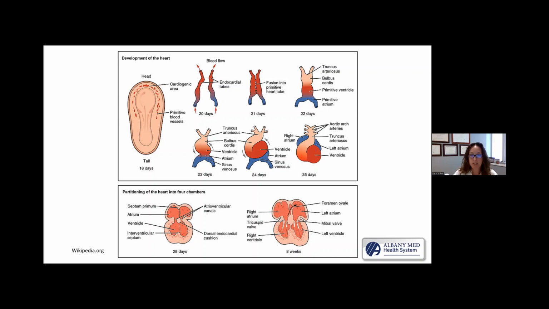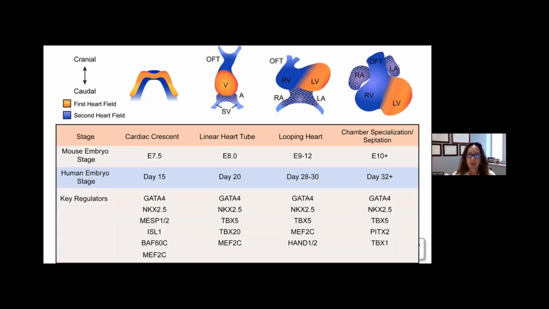So you can imagine this is a very complex process and there are lots of opportunities for things to go wrong. This is just a very brief review of some of the key regulators that help the growth and differentiation of the cardiomyocytes into the different parts of the heart. And you can imagine with this number of different regulators and different stages of heart development that oftentimes things can go wrong and lead to congenital heart defects.